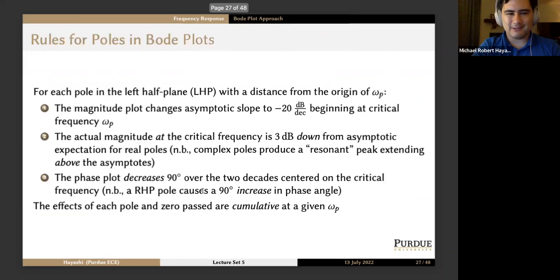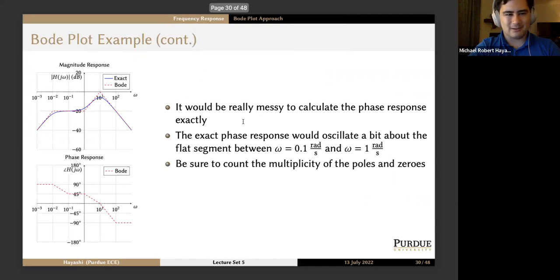So that is exactly why when we look at these rules for poles, we get this asymptotic slope of minus 20 dB per decade beginning at the critical frequency. So whenever we had a pole, here we were going up, and then we shift down 20 dB per decade. So now it's a flat segment.